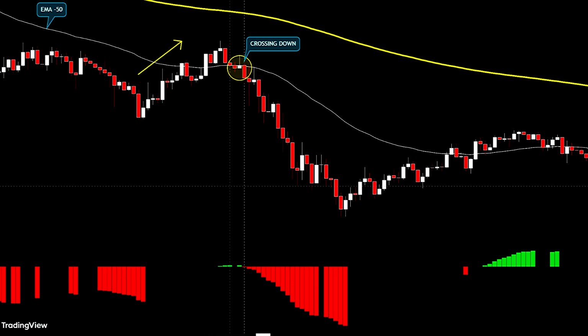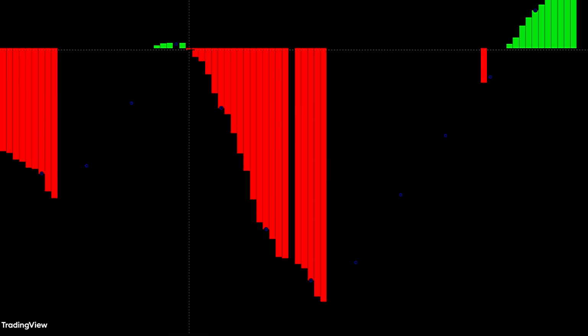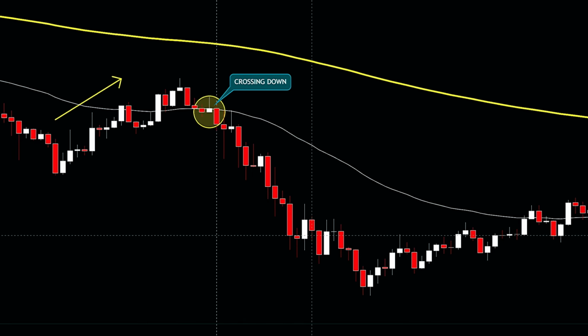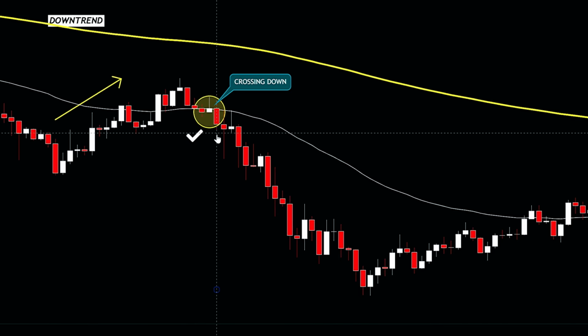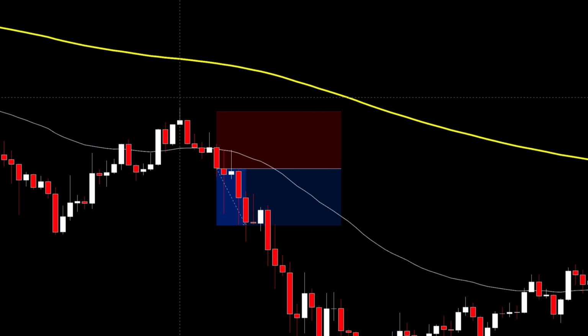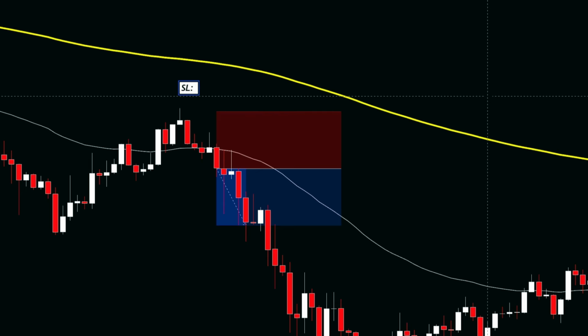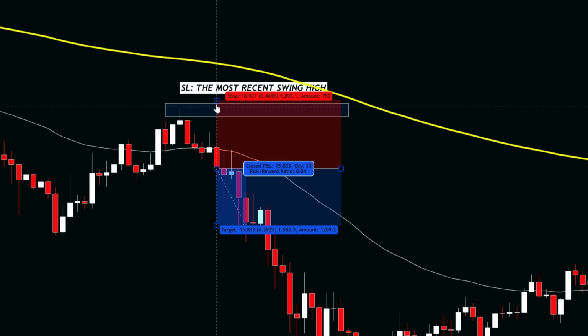But now look at the momentum confirmator. It's not just red, it's growing sharply red, getting deeper right as price touches the 50 EMA. This is our signal. This is the sellers aggressively stepping in. We enter here, stop above the recent swing high, and the market falls exactly as we expected. We didn't guess. The chart showed us the force.